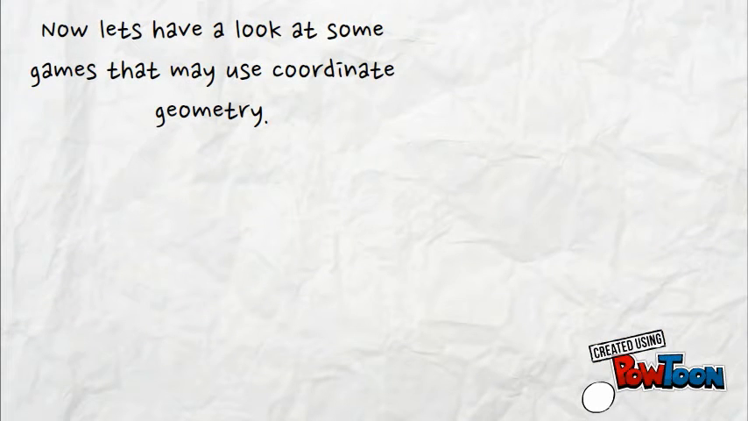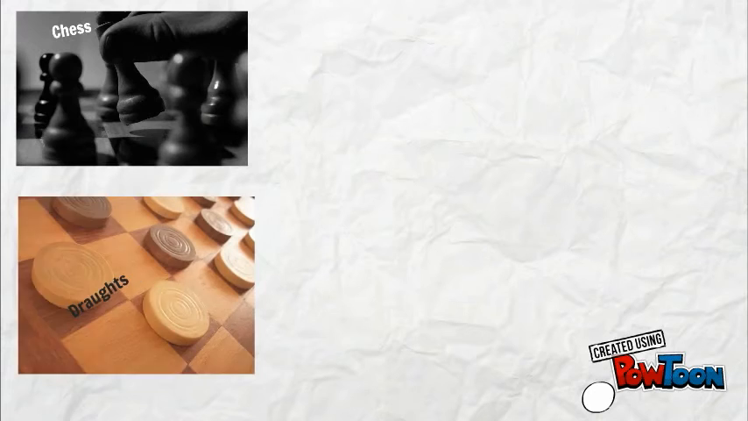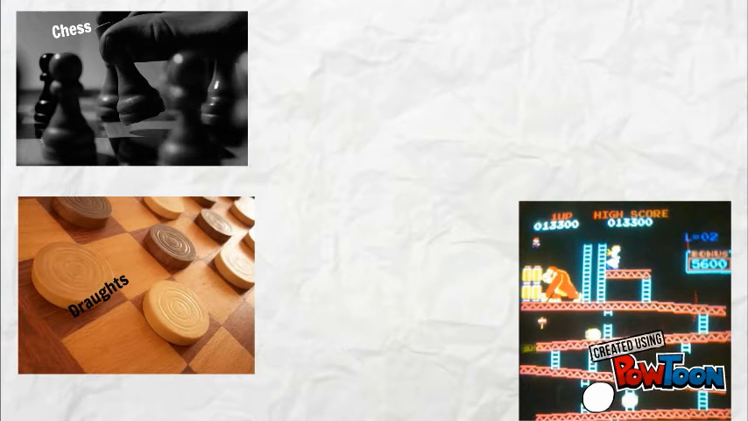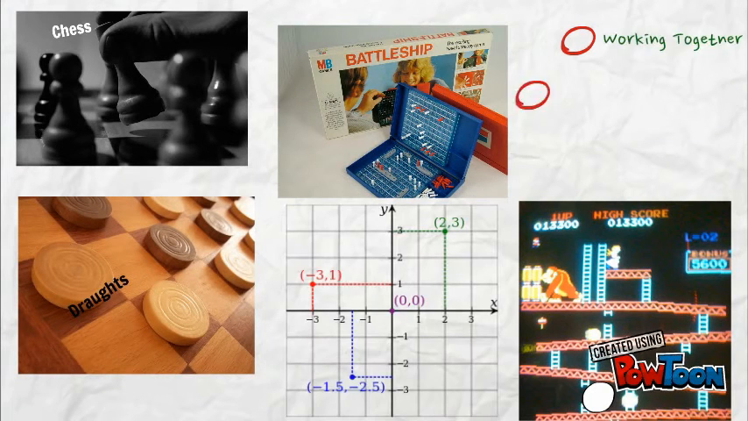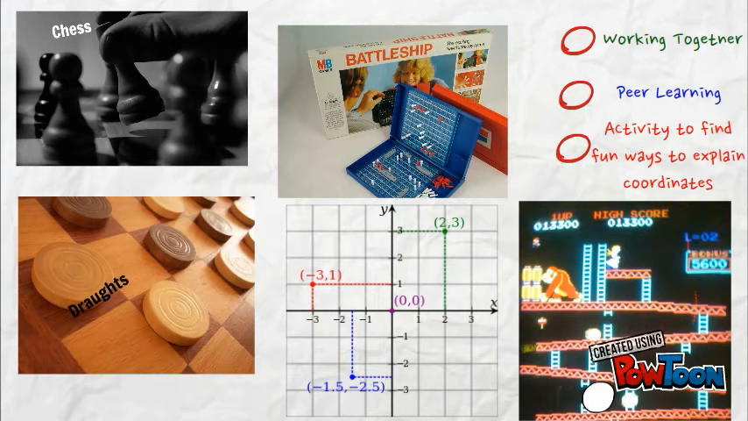Now, let's have some fun. Can you think of any games where you may have used coordinate geometry without ever even knowing? I can. Chess, drafts, Donkey Kong, Battleship, all mathematics, and we didn't even know.